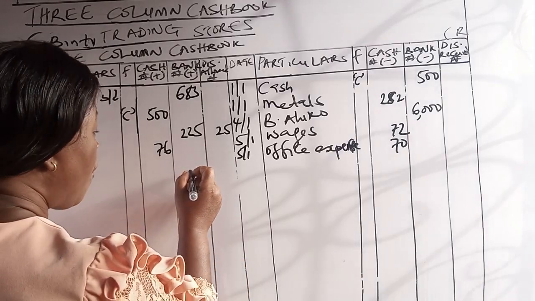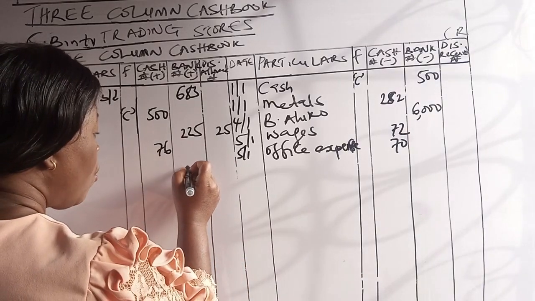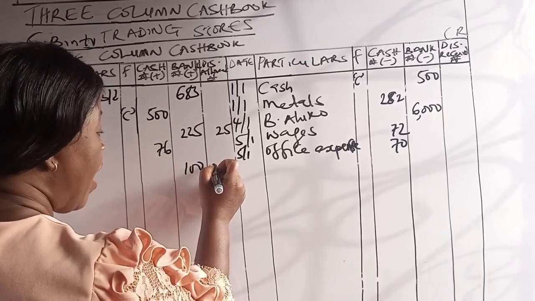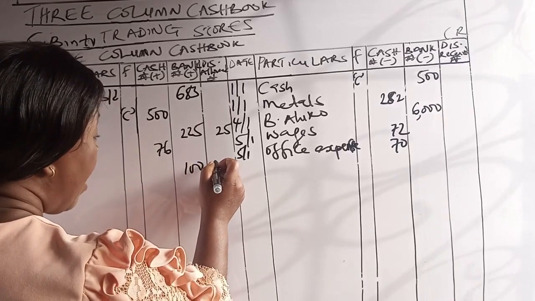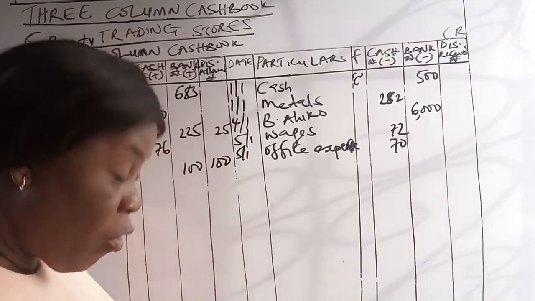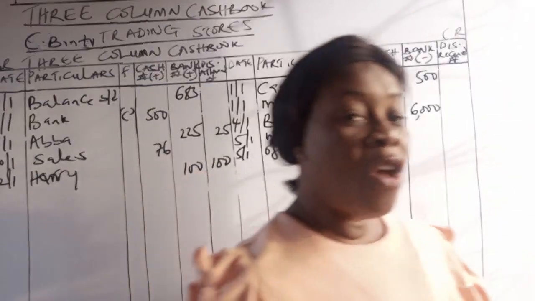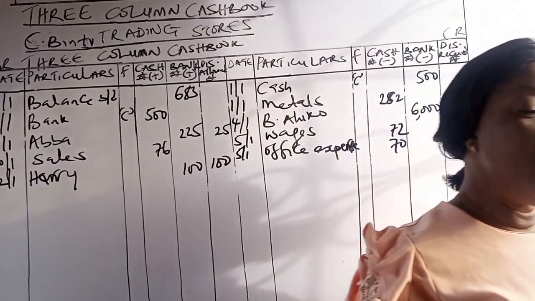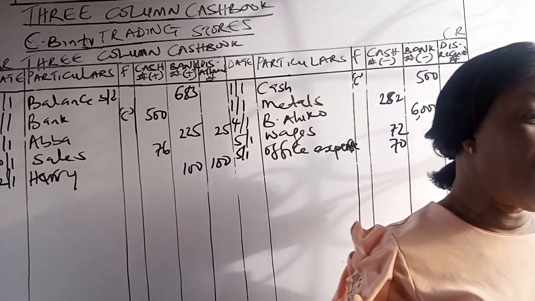So in the column for bank, we are writing 100 naira because he was owing 200 naira, and he was allowed a discount of 100 naira. So out of the 200 naira, he paid just 100 naira. So the remaining balance was the discount he was allowed.